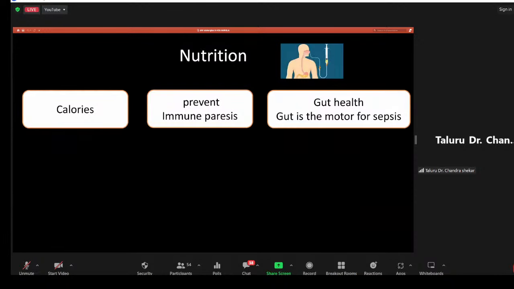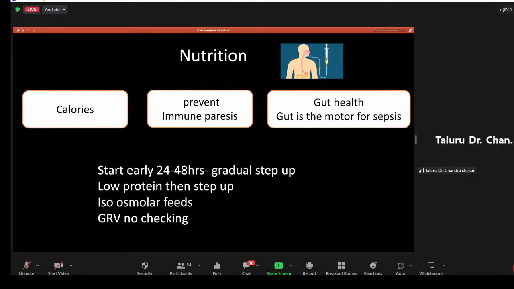So nutrition, don't think nutrition is only for calories. Nutrition prevents immune paralysis and is for gut health. Gut is healthy only when the nutrition is there, enteral nutrition is there. Gut is the motor for sepsis. So don't think nutrition is only for calories. It also prevents immune paralysis, and gut health is of paramount importance.